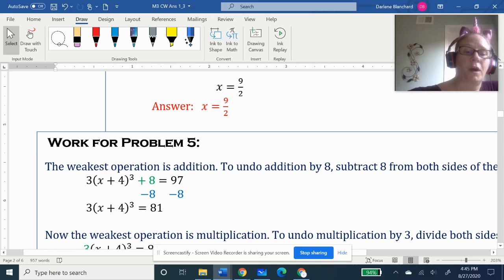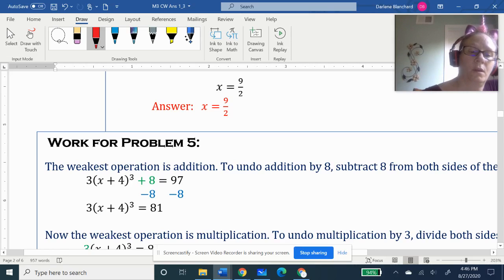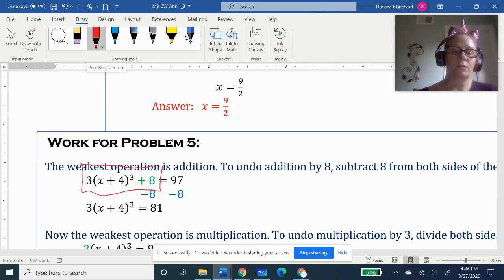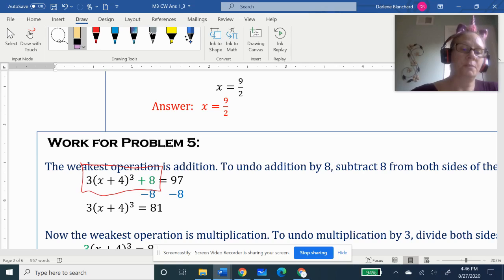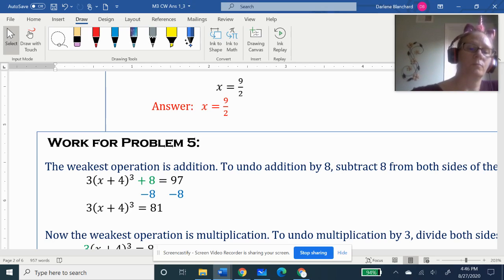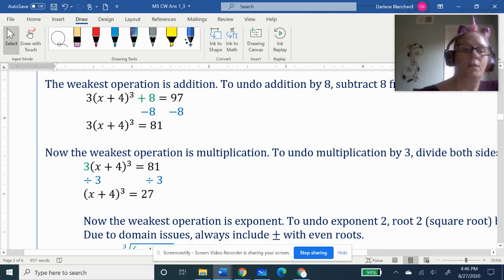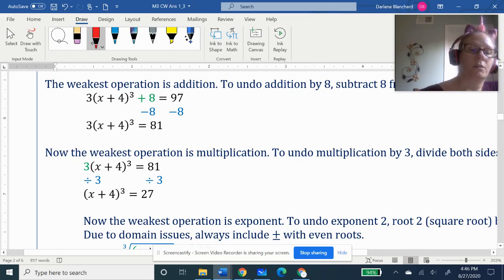For problem number 5, again, notice that this left side of the equation has 1x, so my job is to isolate it. And I can see that the addition that is not in a parentheses is weakest, so I subtract 8 from both sides first. Then I stop and I look at where I'm at.